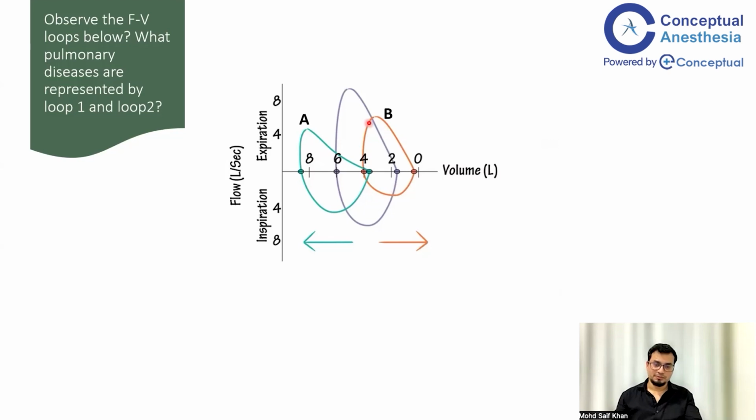Now look at the B curve. In the B curve, there is a right shift. So all the volumes and all the capacities, all the peak flow rates, everything is decreased here, and that is your restrictive lung disease. So A is COPD and B is restrictive lung disease. Okay, as simple as that.